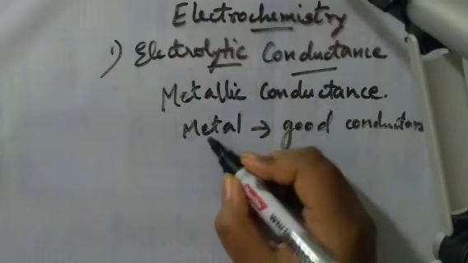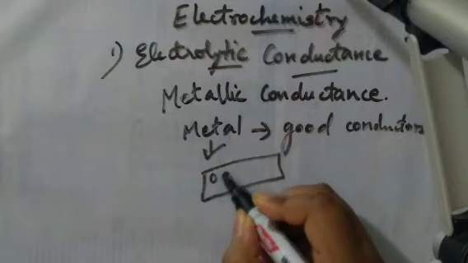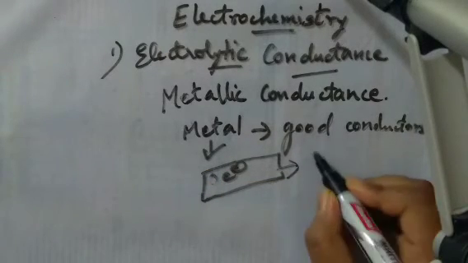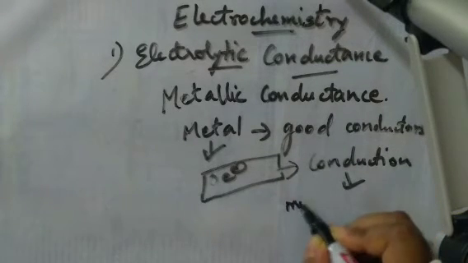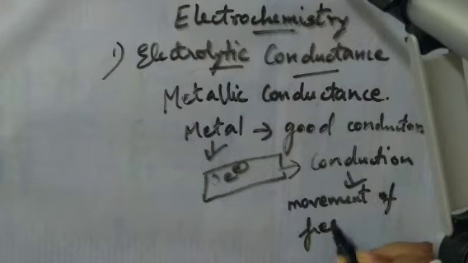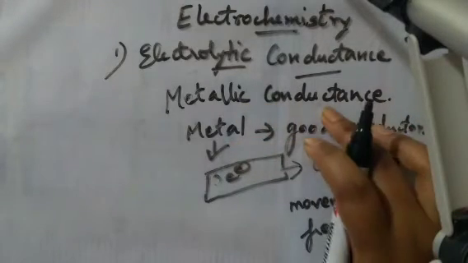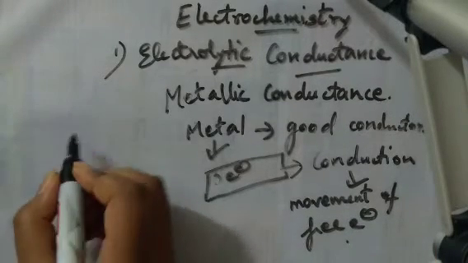In metals the conduction is due to free electrons. In metals there is an excess of free electrons, right? Due to the movement of free electrons, conduction is happening. The movement of free electrons is responsible for the conduction in metals, so it is called metallic conductance or electronic conductance.